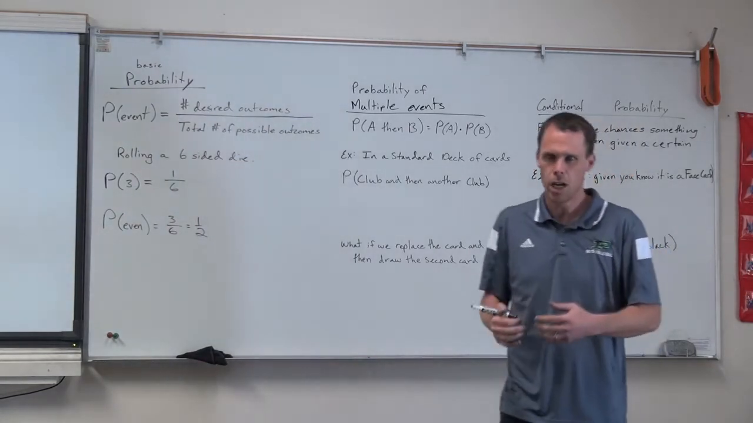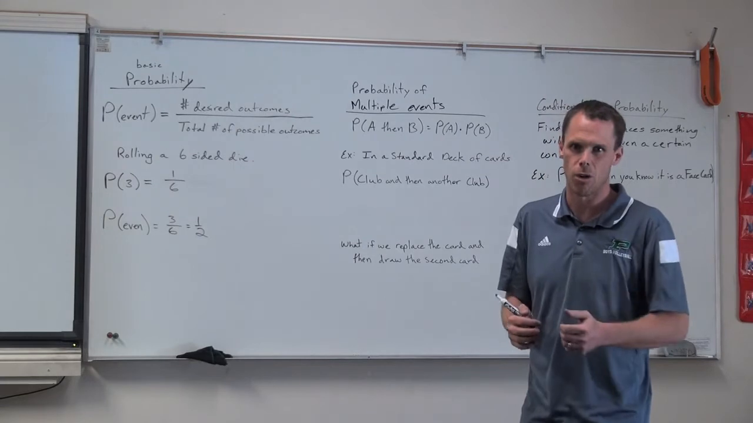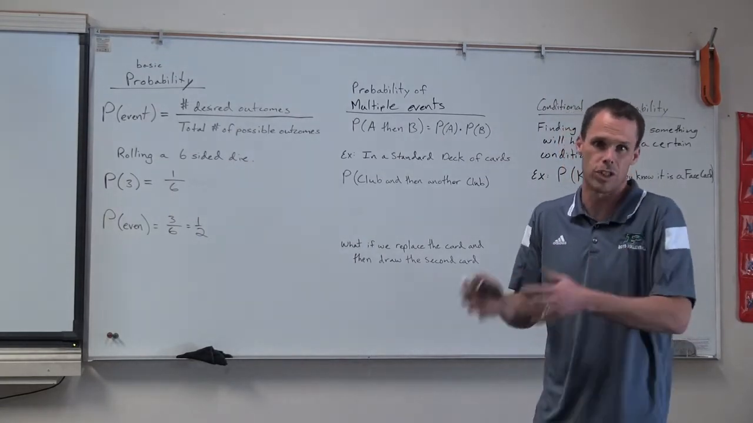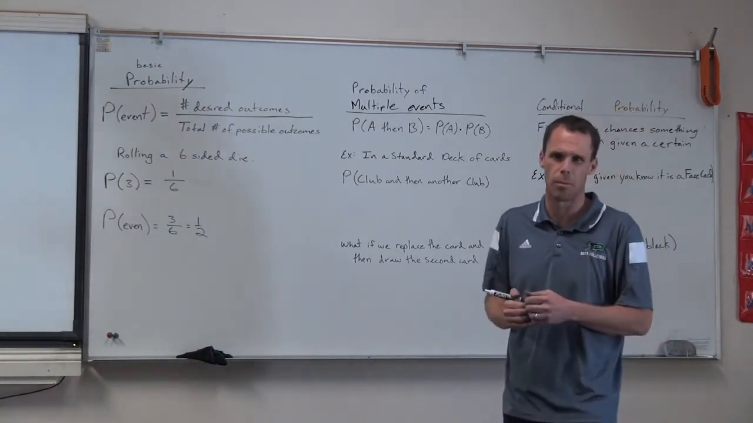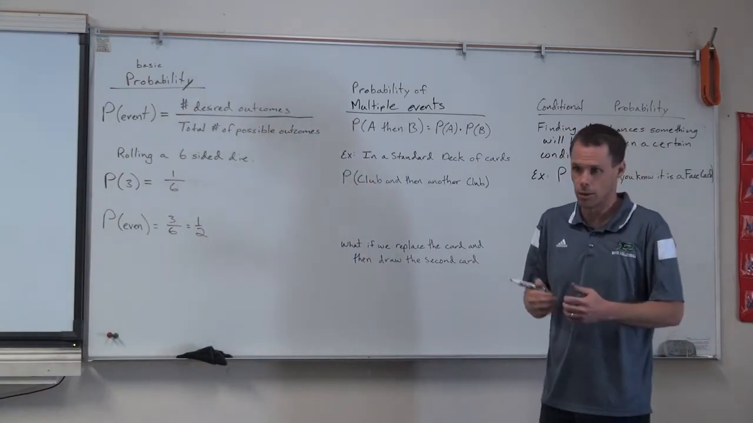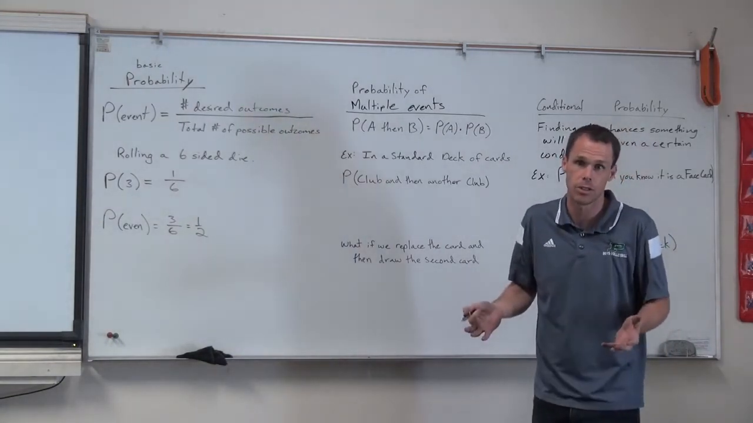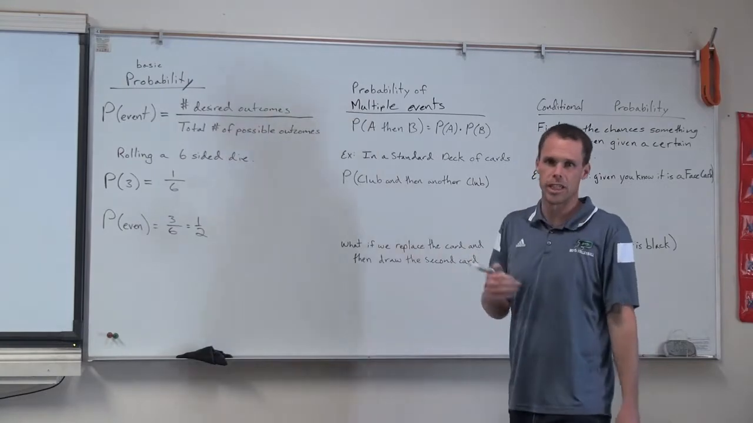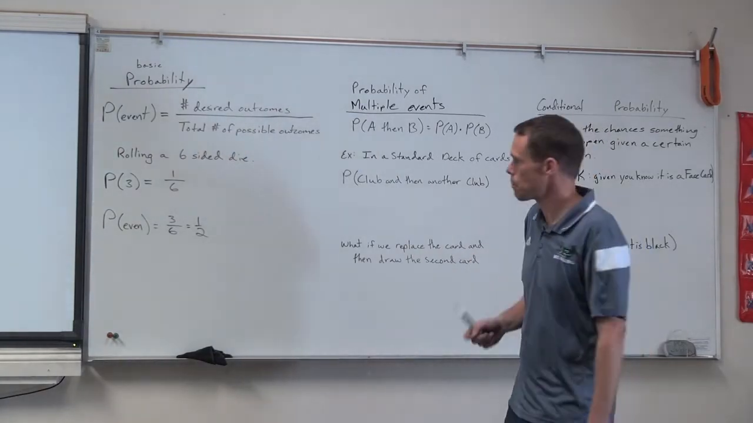If I was to say, what are the chances that when I flip the coin, it will land heads or tails? That's a probability of 1. It will definitely land heads or tails. Later, we will see an example of a probability of 0.